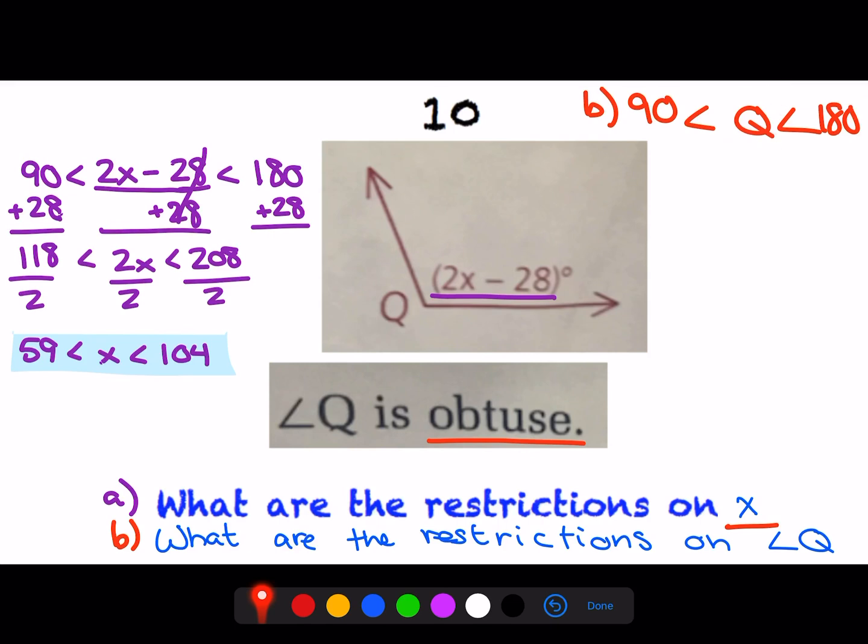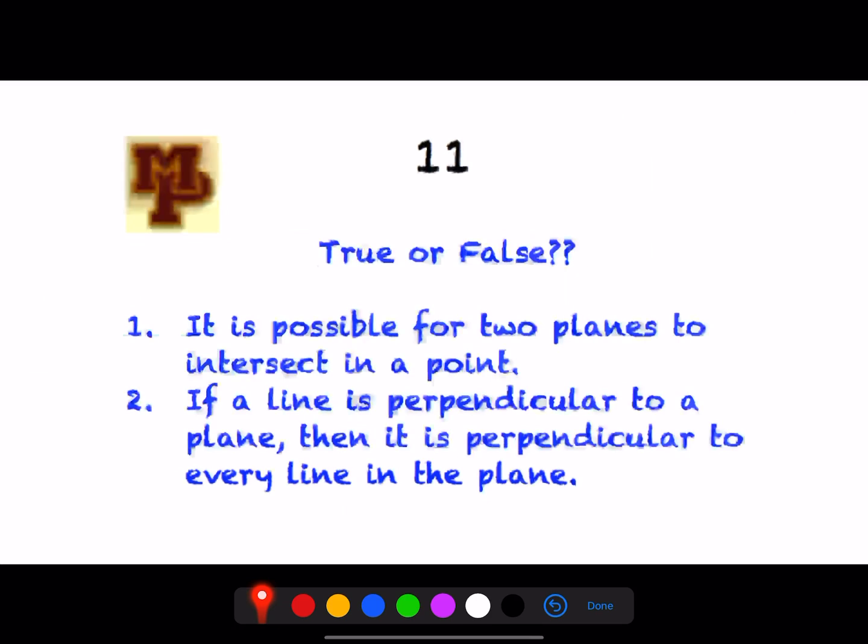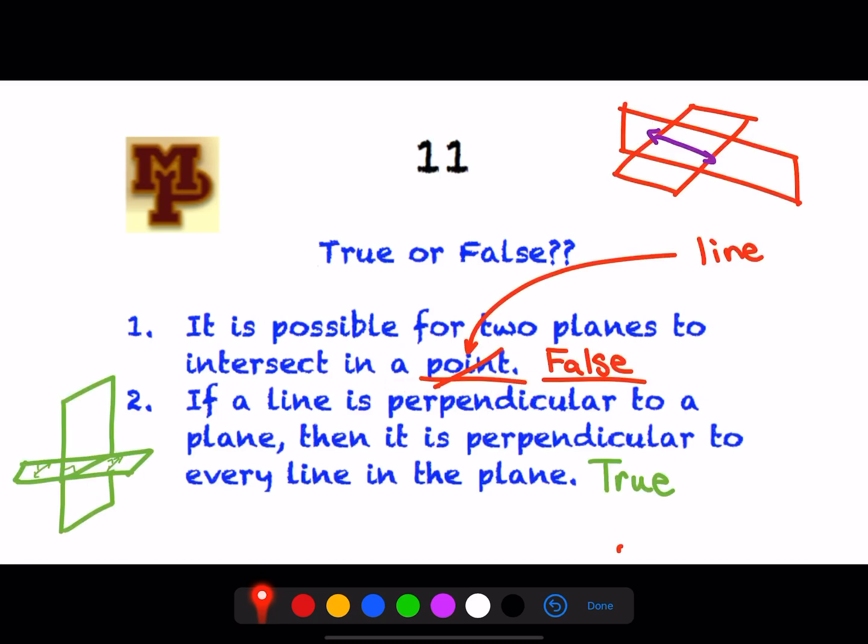All right, here's our final problem for the day. Go ahead and answer these true or false questions. You can pause the video real quick if you need to, and that way we can go through them afterwards. All right, so first off, it is possible for two planes to intersect in a point. Well, if I'm dealing with planes, and we've talked about this in previous videos, I know that planes must intersect in a single line, not a point. So the first one is false, because again, they intersect in a line.